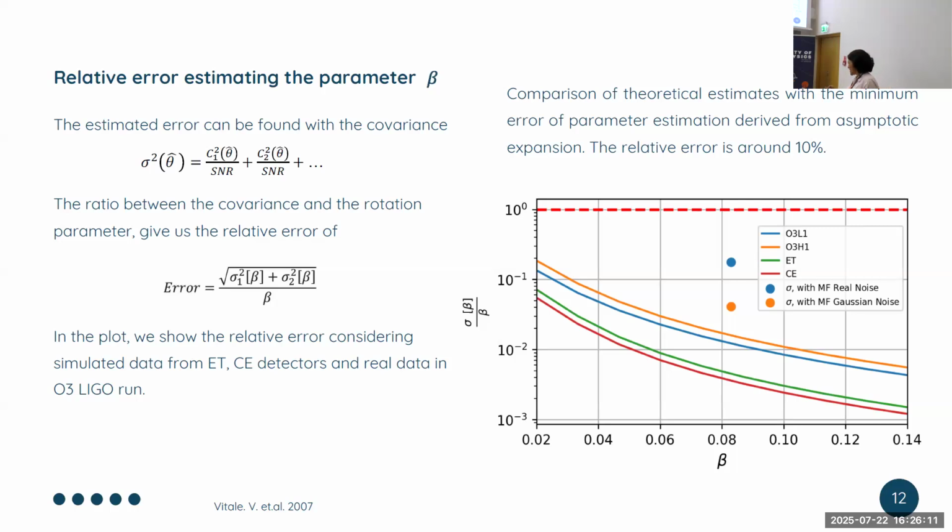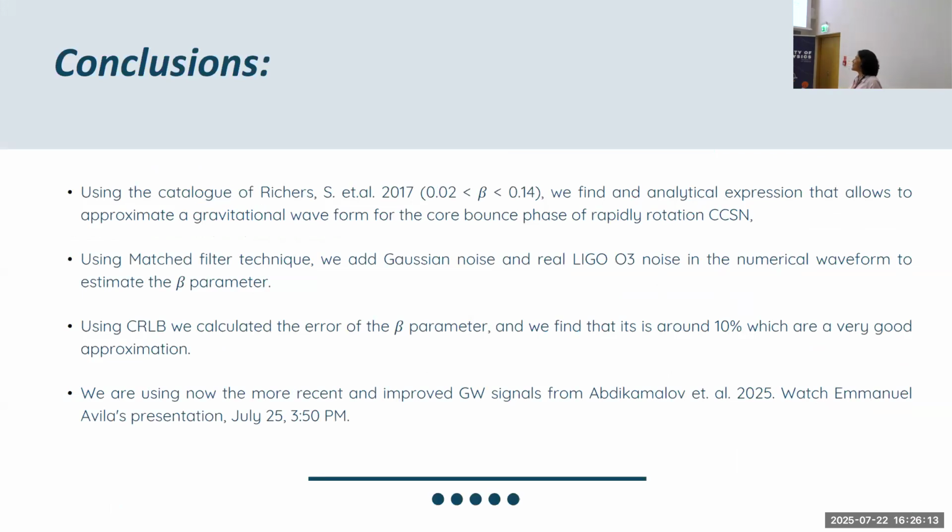Okay, then thank you. My conclusions are that we can fit a very good phenomenological model for the first part of the core bounce phase. We use a matched filter, and we are able to obtain the error of the parameter beta and also the variance of the beta parameter. And I invite you to see Manuel's talk.